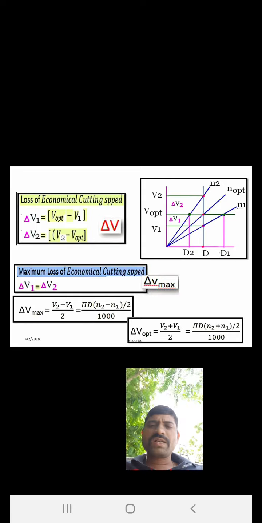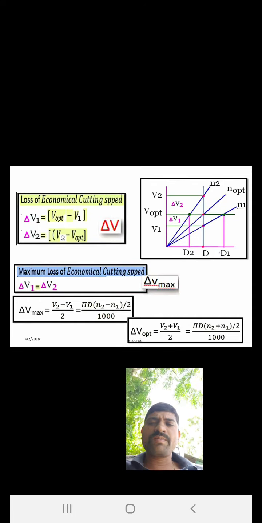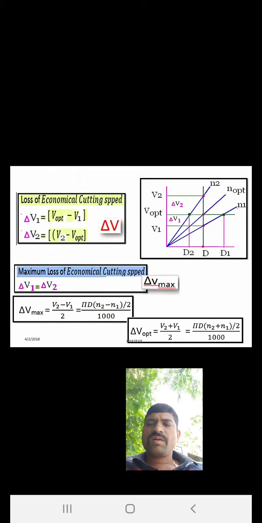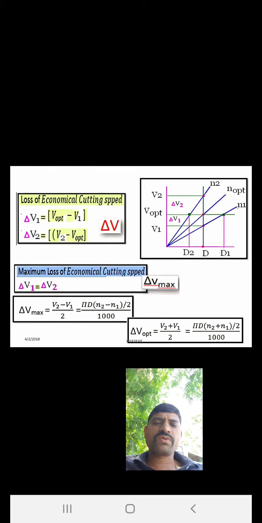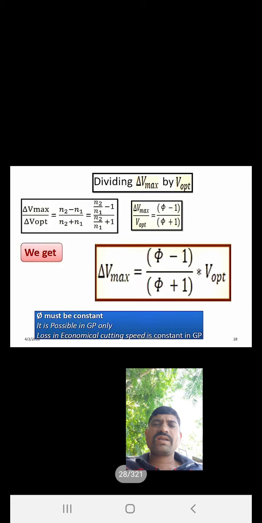From those two equations, see, the maximum loss of economic cutting speed delta v1 is equal to delta v2. Or you can calculate delta v max is equal to (v2 minus v1) divided by 2. Put the value of pi dn divided by 1000 in those two equations, then you will get the final equation: v optimum is equal to (v2 plus v1) divided by 2. Put that value, then divide dv max by v optimum.